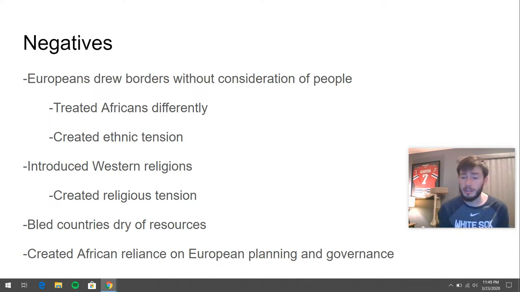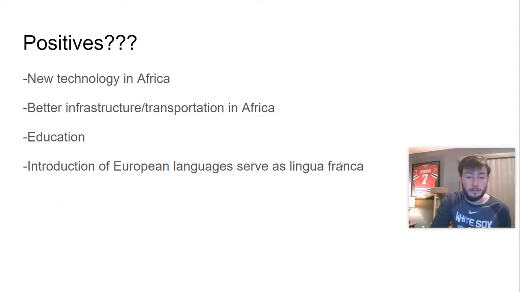And ultimately, what this does is it creates an African reliance on European planning and governance. So the people that were in Africa, they relied on the leadership of the European countries to determine what they should do or how they would handle things. And this reliance becomes far more apparent later when the Europeans leave.